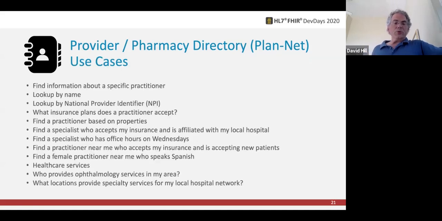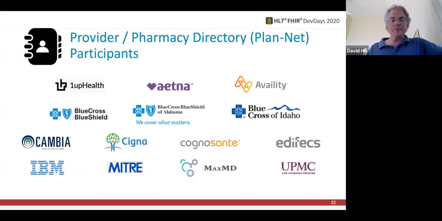And there's a number of different use cases here. You can look up practitioners in a number of different ways. You can also do fairly complicated things like looking up specialists who accept my insurance and are affiliated with a local hospital, a practitioner near me who is accepting new patients, or, for example, a female practitioner who speaks Spanish. So these are all things that you can potentially look up with this implementation guide.